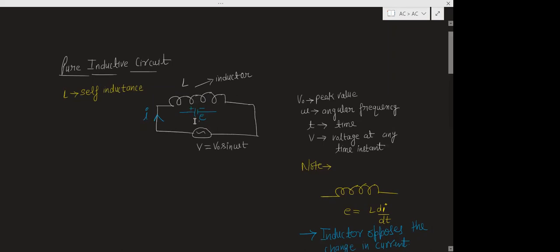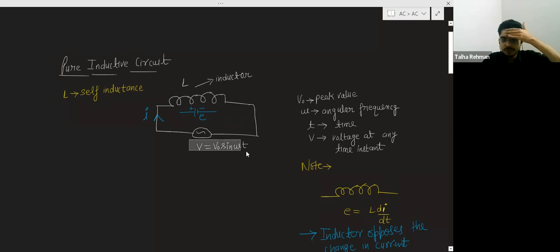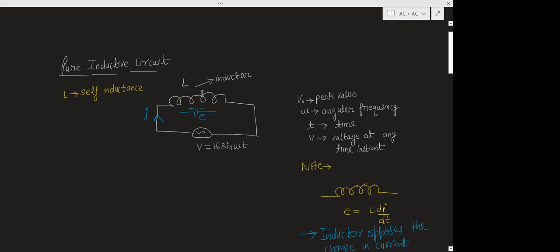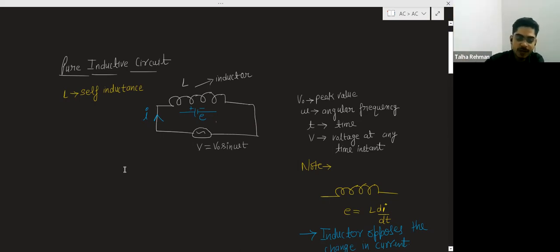Now with the help of this equation, we will try to find the equation of the current. And this is the EMF induced. What is E? E is the EMF induced by the inductor. You should know this. So here also we will apply Kirchhoff's voltage law.